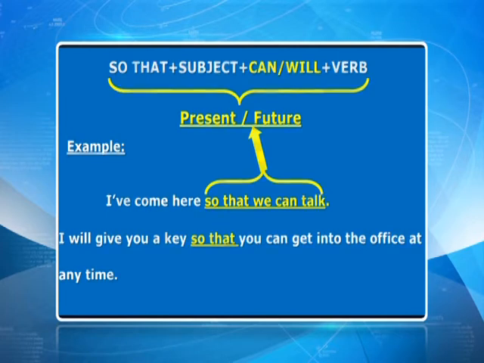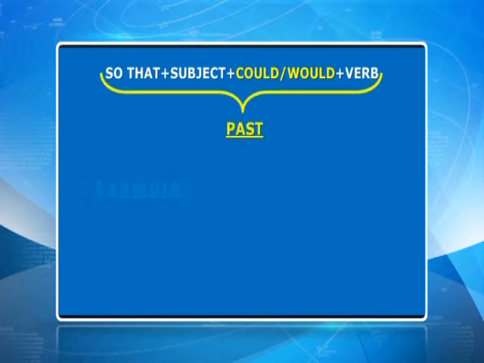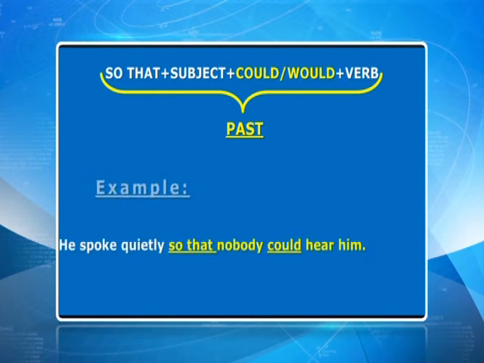time. How about if I want to talk about the past? So you use so that followed by a subject and could or would plus a verb. Okay? For example, he spoke quietly. He spoke quietly yesterday. The verb here is in the past. So that nobody could hear him.